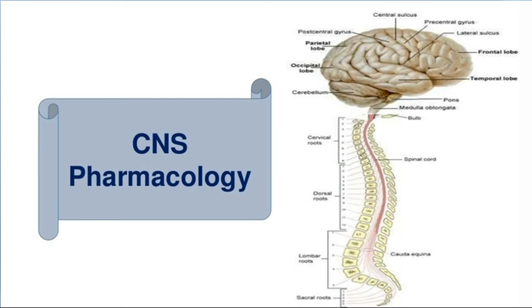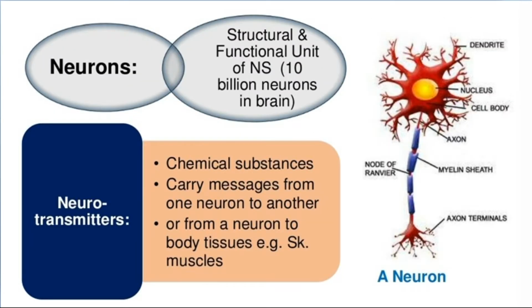The central nervous system pharmacology. Just rewind your memory. The brain includes the cerebrum, cerebellum, pons, medulla oblongata, and the spinal cord, which has the cervical roots, dorsal roots, lumbar roots, and sacral roots, and the cerebrum, which has 5 lobes. The structural and functional unit of nervous system is neurons.